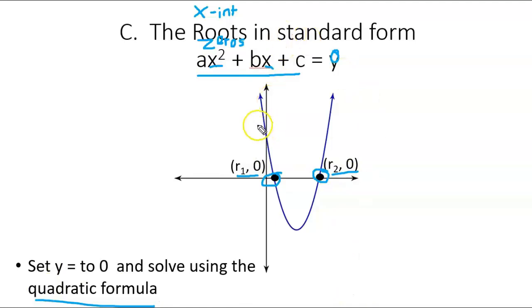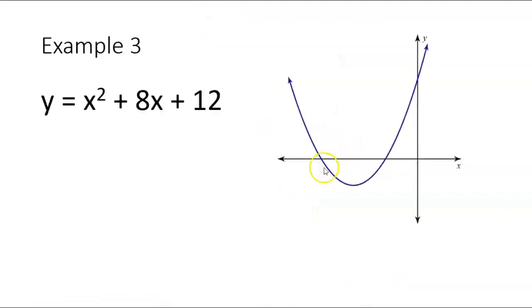So the way that you find the place where your graph touches the x-axis is by setting it equal to 0 and using the quadratic formula, and that will tell you what the roots are. Okay, so let's go ahead and do that a little bit. So I've got over here a graph, and I want to know what are the x values where this parabola is touching the x-axis. Okay, so how do we do that?